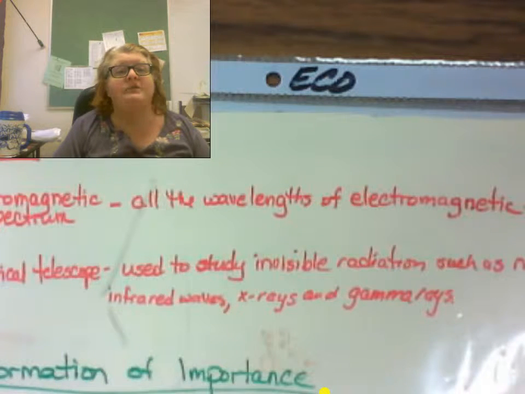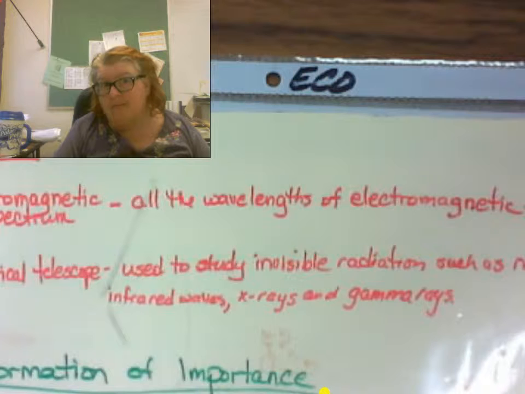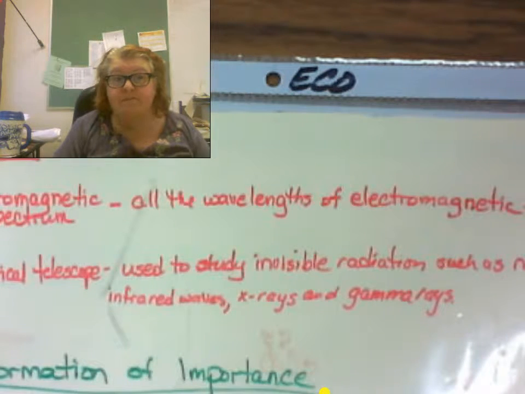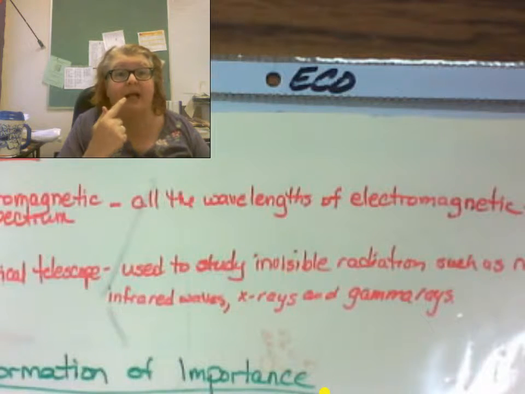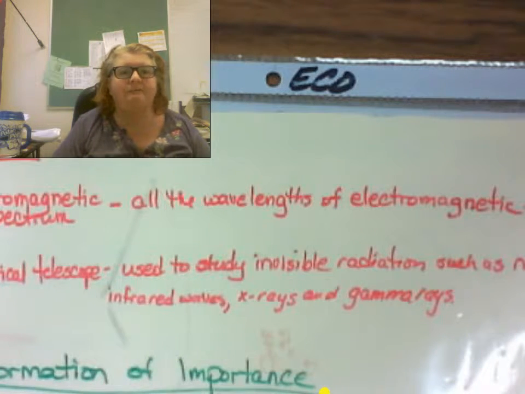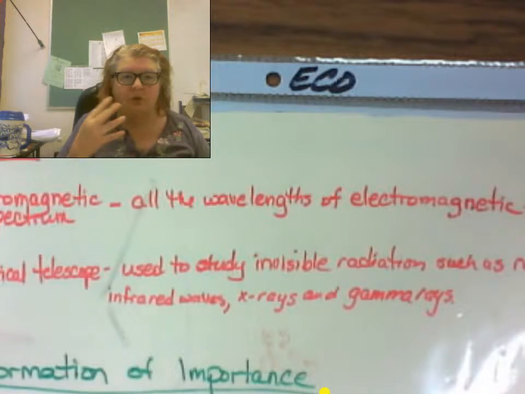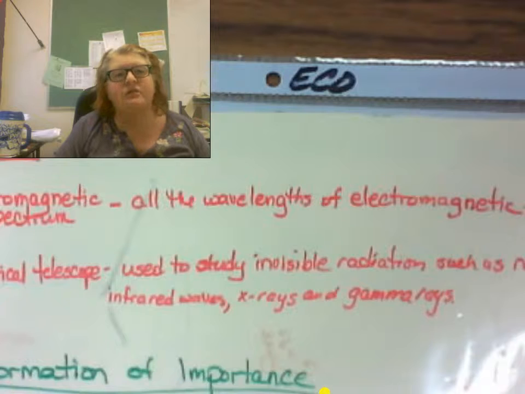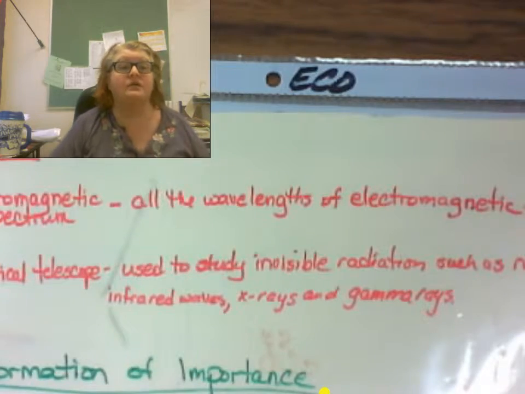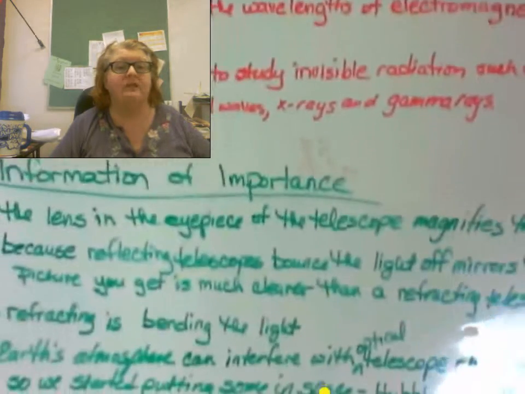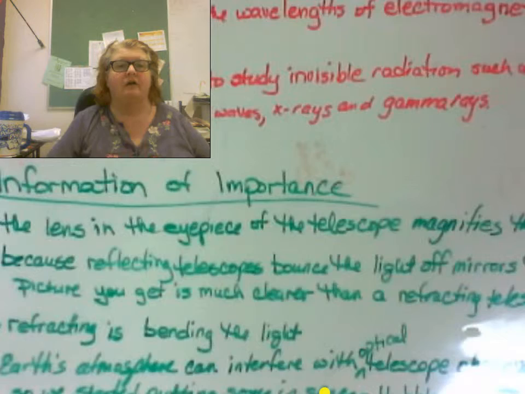And there's also a non-optical telescope. I told you optical telescopes use the visible light. Well, there are things that are invisible to the human eye. But we've created non-optical telescopes which make that invisible visible to our eyes. And so that's used to study the invisible stuff, the radio waves and infrared and all that stuff. So it's pretty cool. Now, some information of importance.